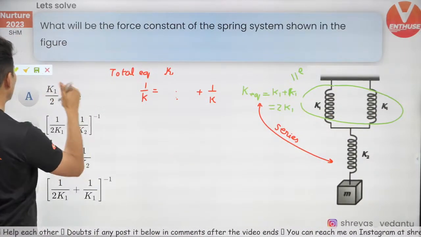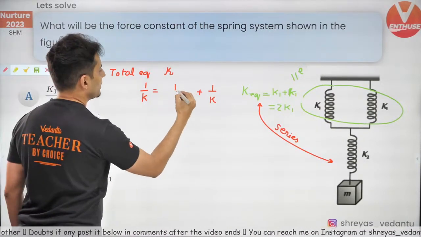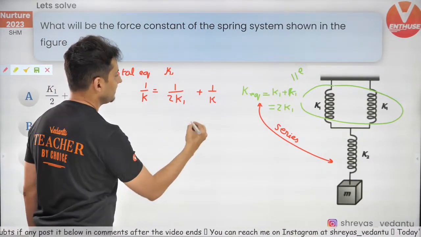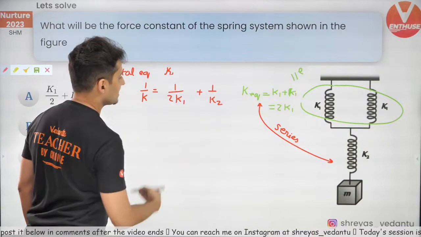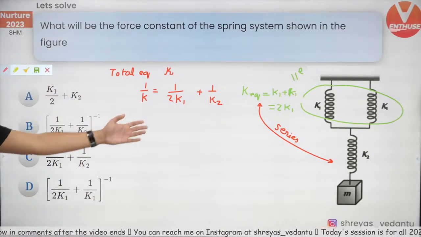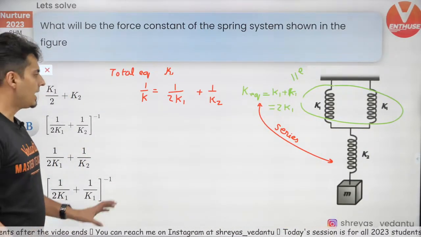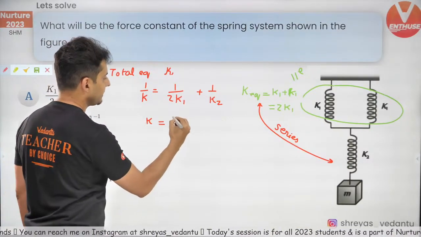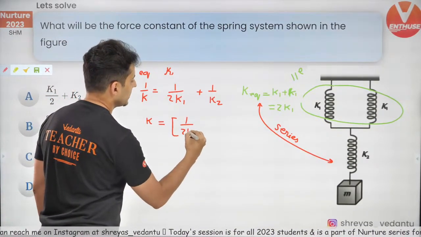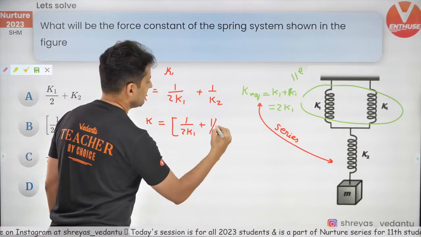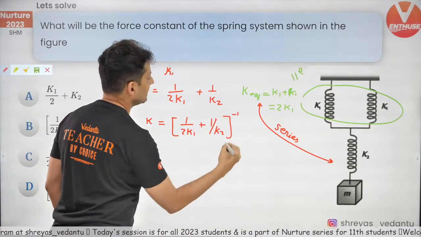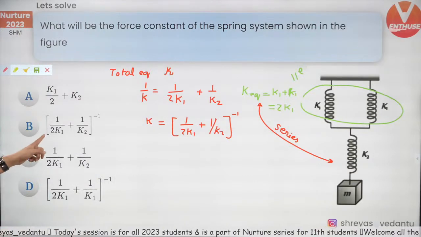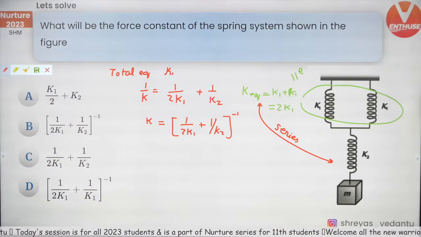So how about just putting over here 2 times of K1 and here that another spring constant which is K2. So that's our equivalent spring constant. And if I flip it, so K will be just 1 by 2 K1 plus 1 by K2, the whole thing inverted. I just flipped it. So hence 2K1 plus K2, I think that's option B.